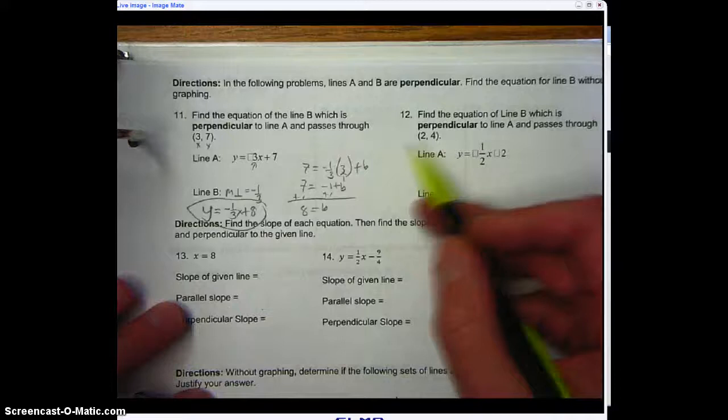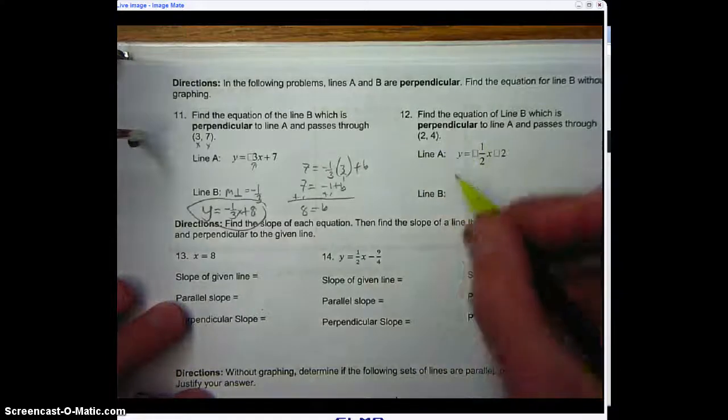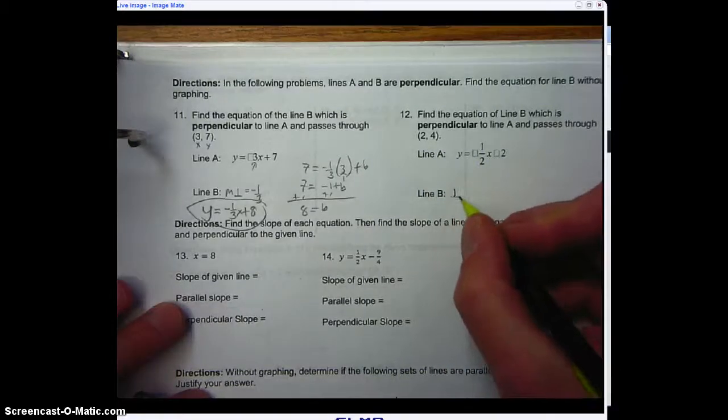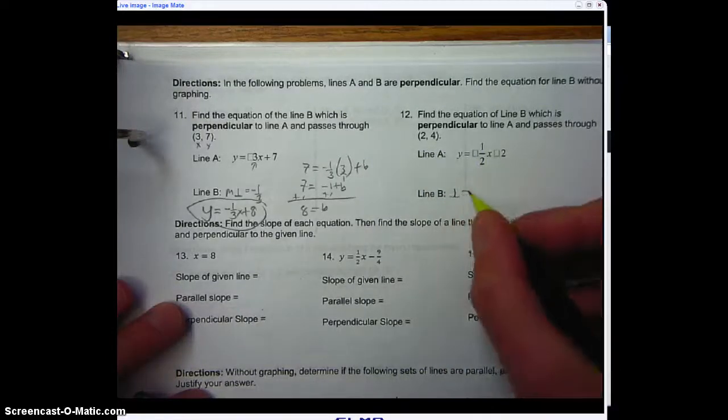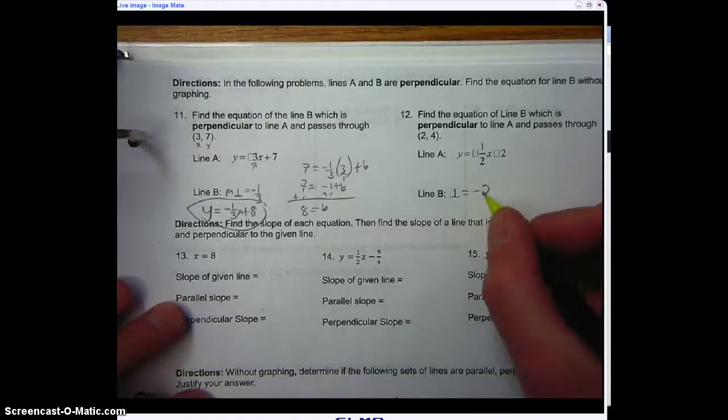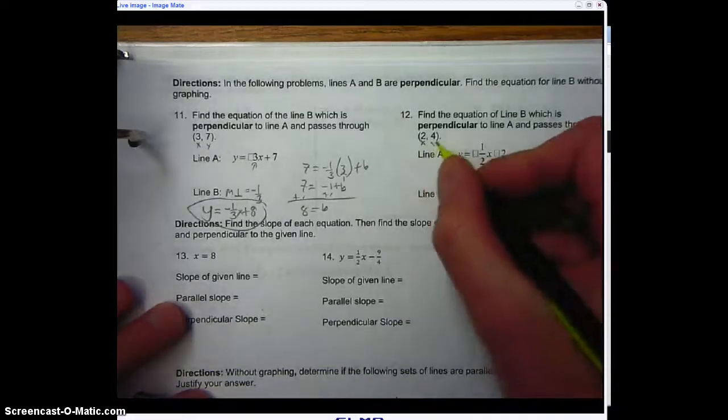Okay, I'm going to skip number 12. It's the same thing. All I'm going to tell you is that the perpendicular slope would be the opposite reciprocal. So if this is +1/2, the opposite reciprocal would be -2. Then you'd plug in x, y, and find b and write the equation.